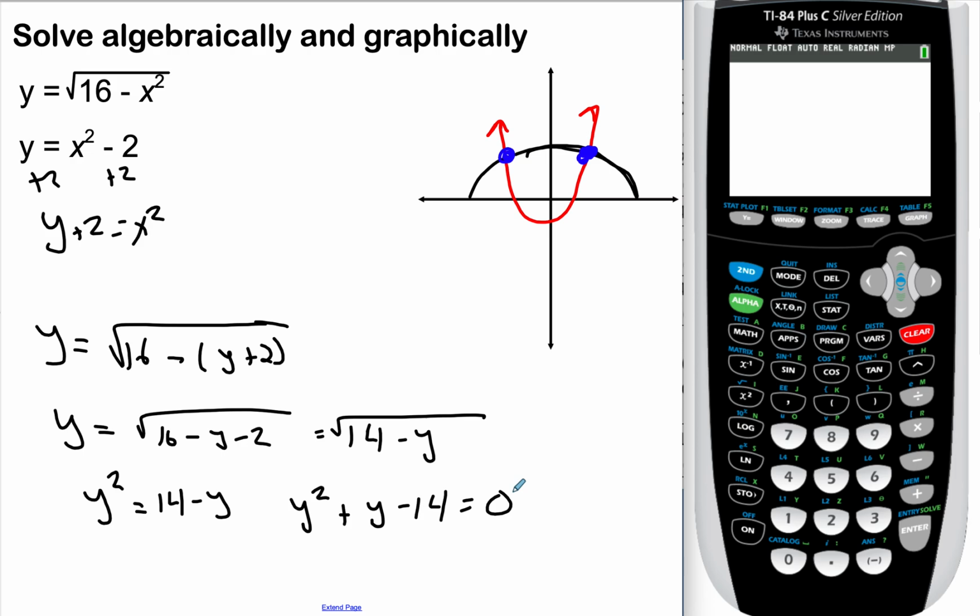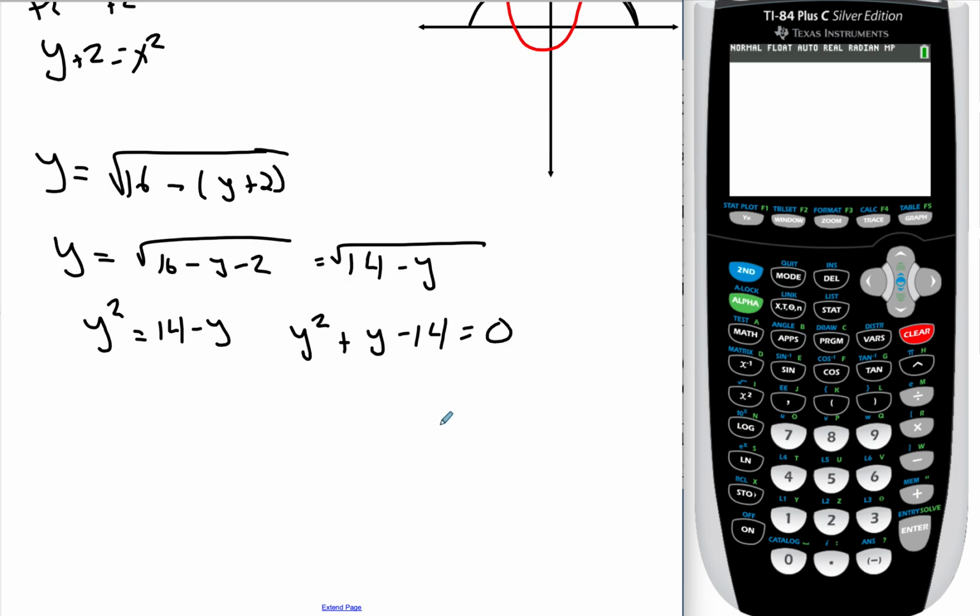Now I need to see if I can solve this. Factoring is not going to work. Completing the square is highly not recommended. I'm going to do the quadratic formula. So y is equal to -1 plus or minus the square root of 1 squared. I know I'm going to get a nice number because this is negative. It will have solutions. Minus 4 times 1 times -14 all over 2.